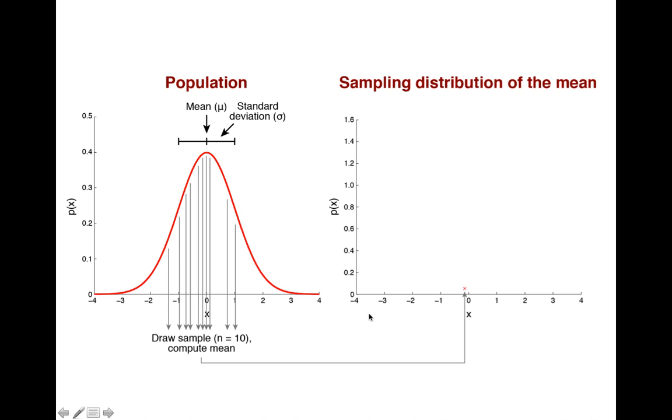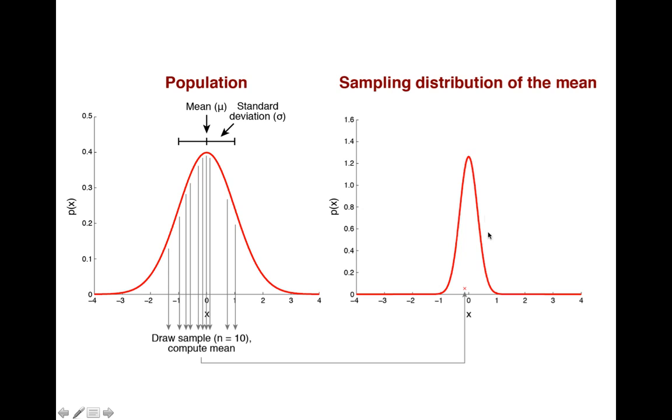Now imagine we repeated this exact experiment many times. So we draw a fresh sample of 10 data points, compute the mean, and put them over here, and so on and so forth. And we repeat that many, many times. The distribution of those results will follow this shape here. So in this case, the distribution turns out also to be a Gaussian distribution, but notice the spread is much smaller than the population distribution.